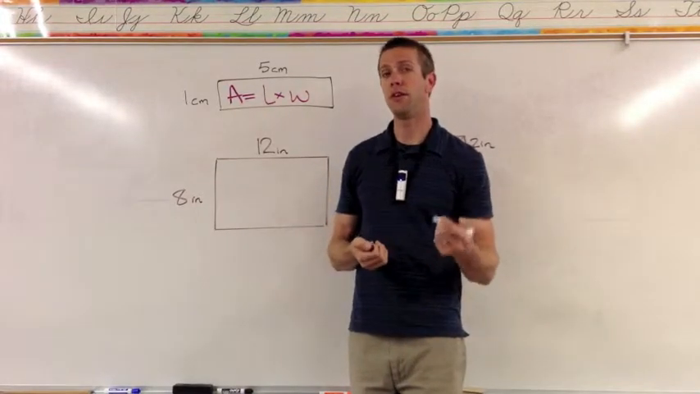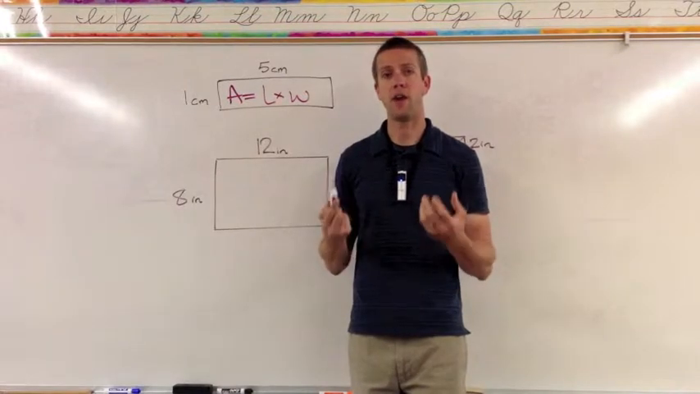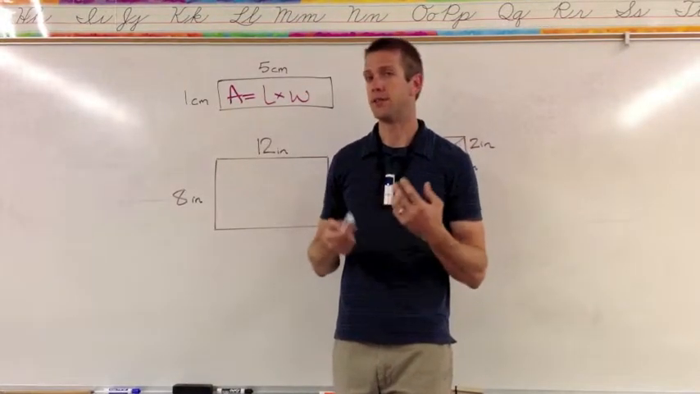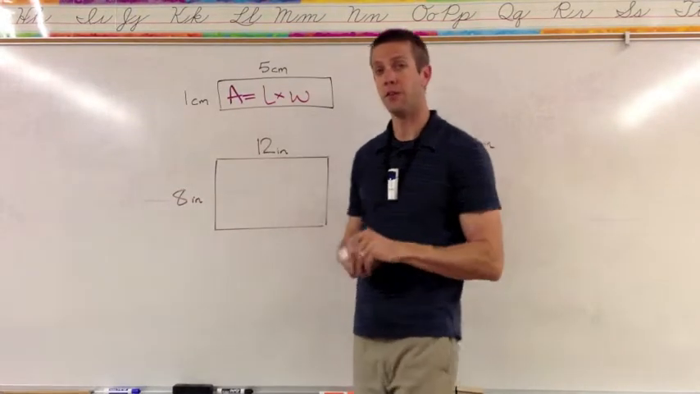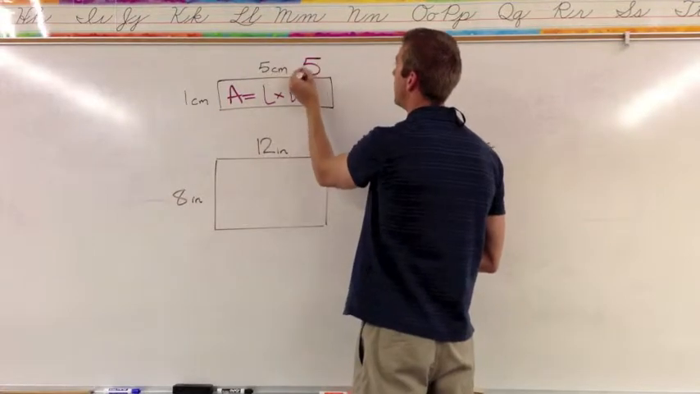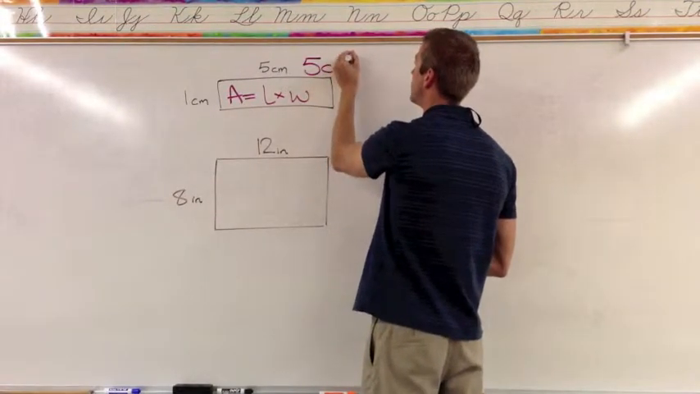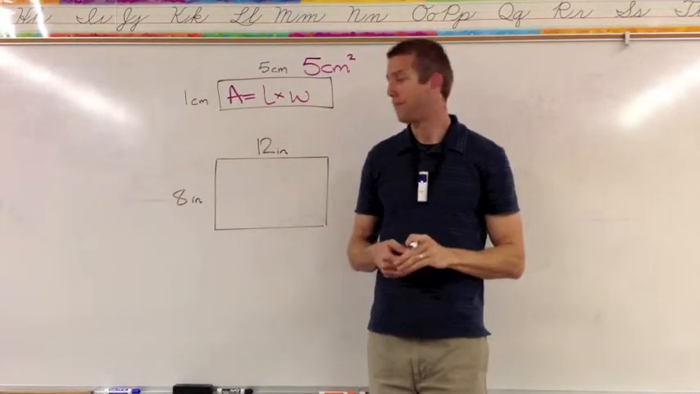And if you're using area, you would tell us the square unit area that you are measuring. So if it's centimeters or miles or acres, you would label that with the units squared. So this would be 5 centimeters squared. So the area is 5 centimeters squared.